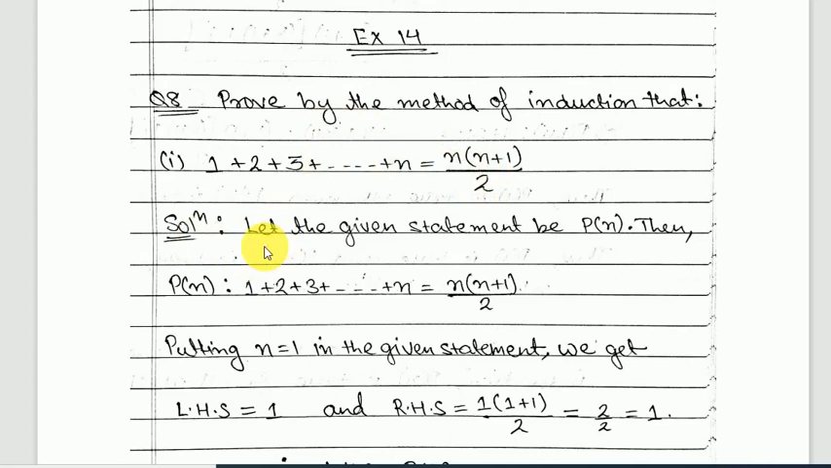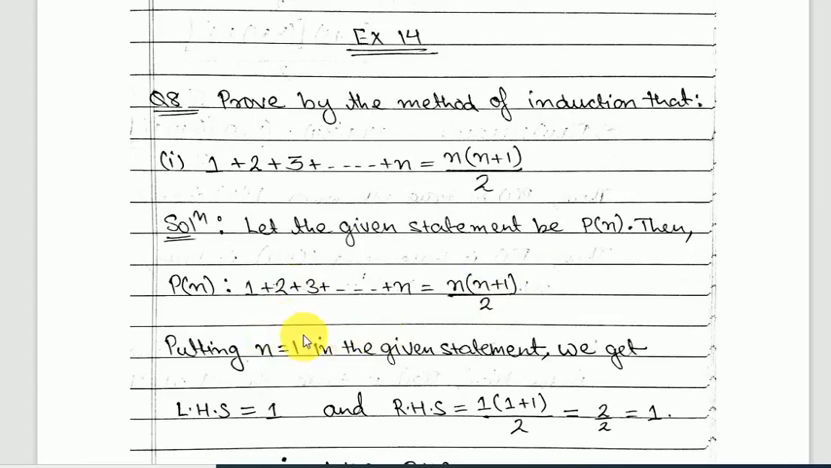So what we'll do is, we will start by initializing the statement as Pn. This is the statement for us, so we will denote the given statement by this Pn. That means we will write Pn colon, and then whatever statement is there, we will write that.